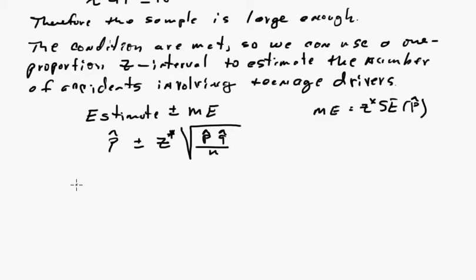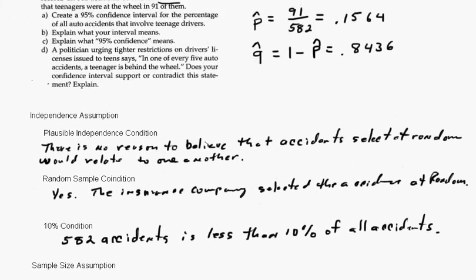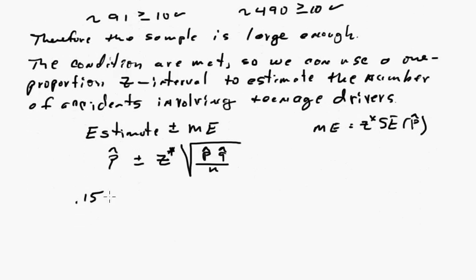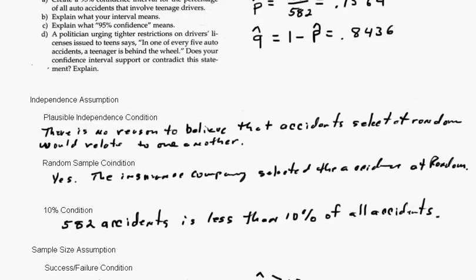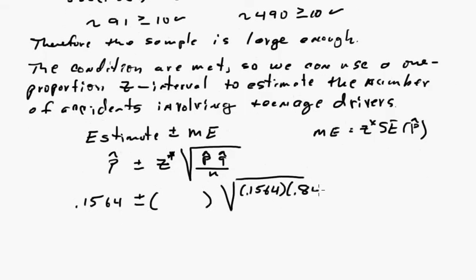Okay, so this is 0.1564. Unfortunately, I have a bad memory. Plus or minus, I'll come back to this in a second, the square root of 0.1564 times 0.8436, all divided by the sample size, 582.